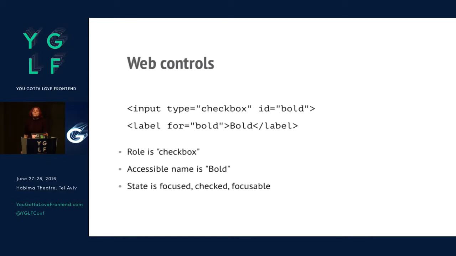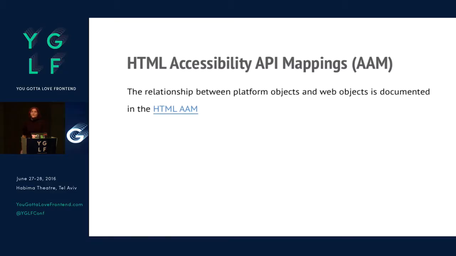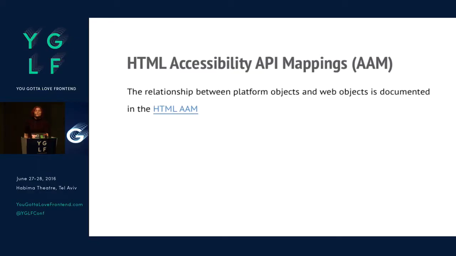If we create the same thing in HTML code in the browser, the same API will return the same information to the assistive technology. It has a role of checkbox, a label of bold, and it's focusable, focused, and checked. And the relationship between controls that you find in the application and the operating system, and those that we create in websites and web applications, is mapped by the W3C in an HTML mapping guide. So if you want to know what something you are creating on the web looks like in accessibility terms, that's a pretty good place to start.